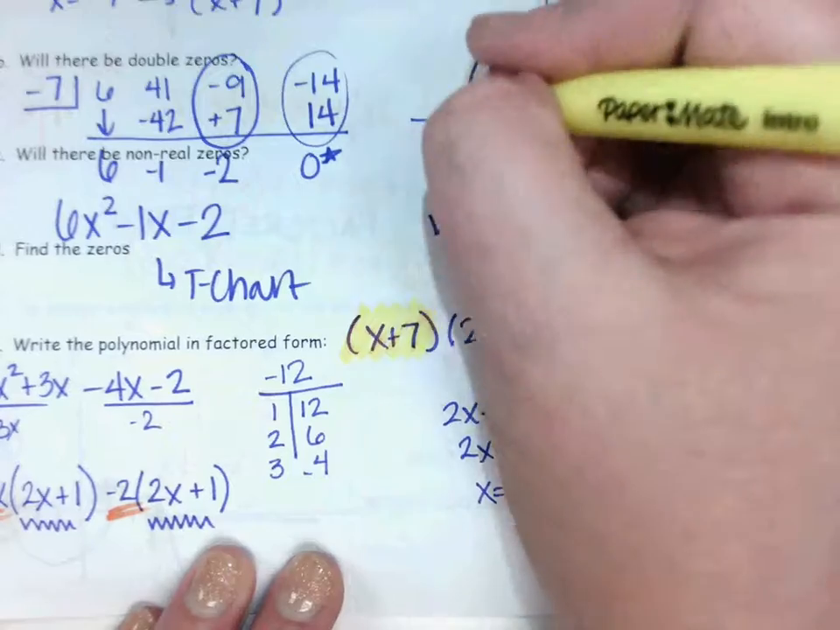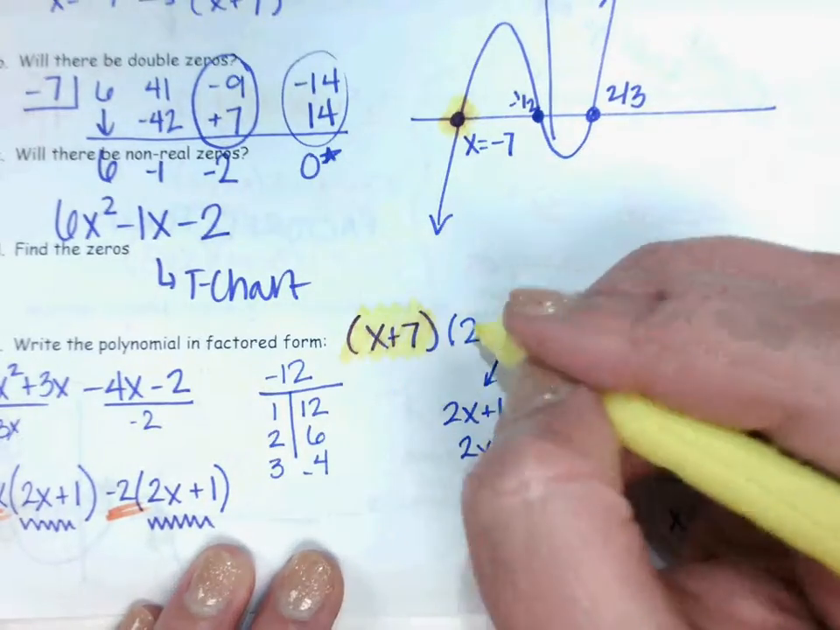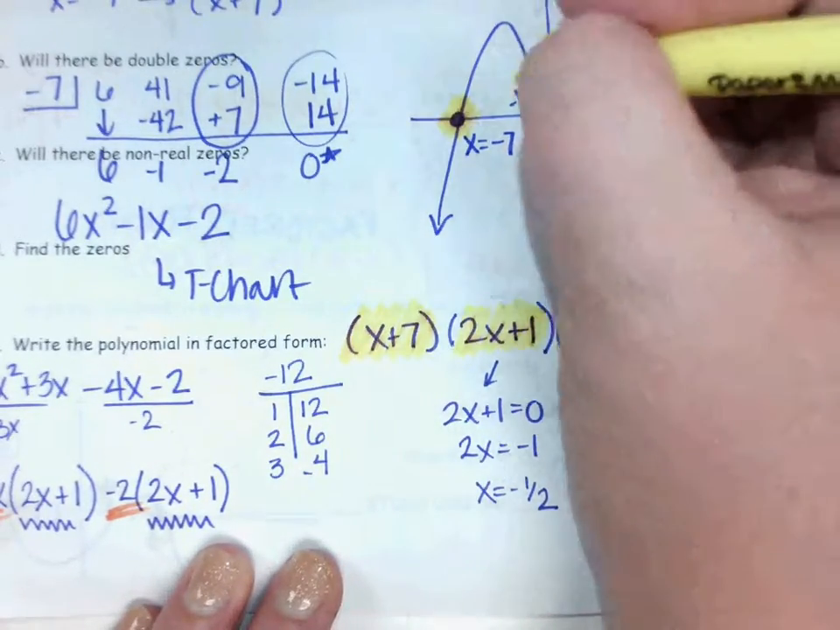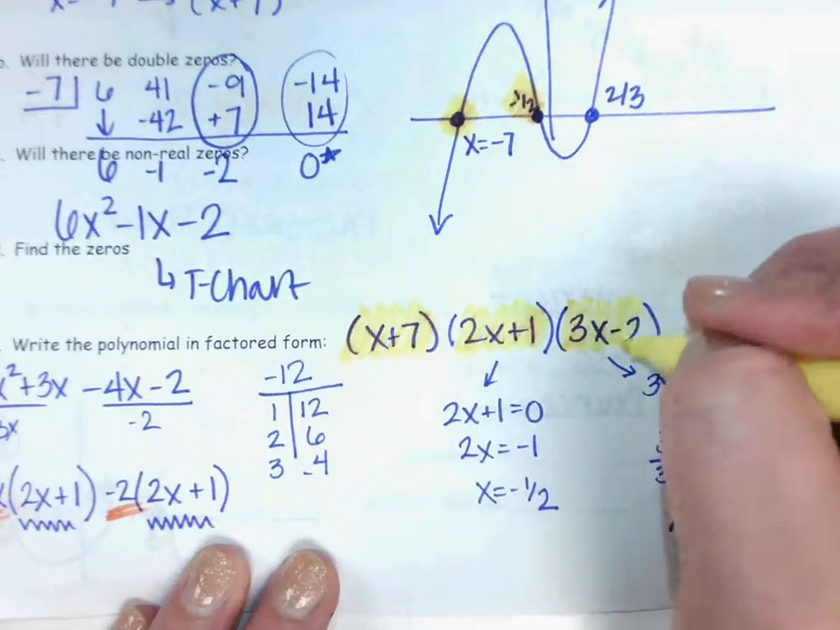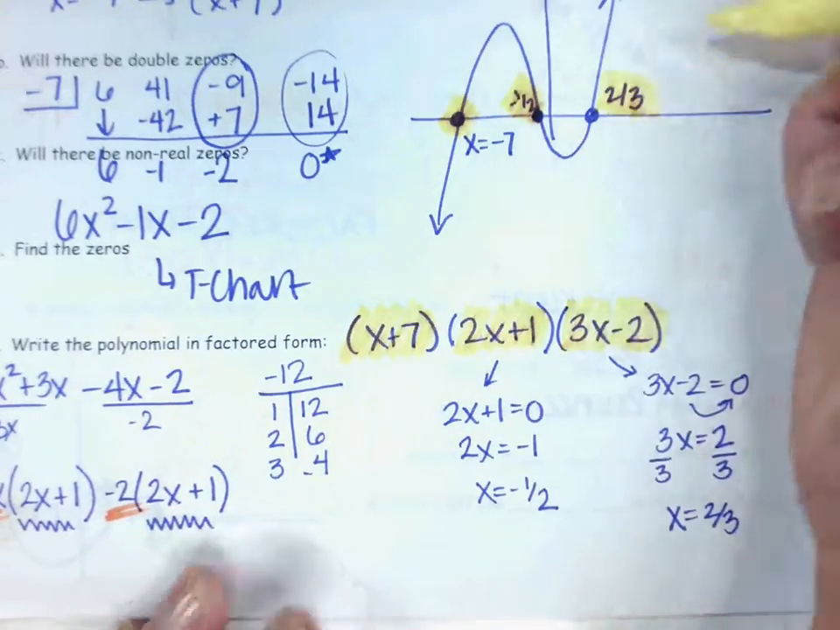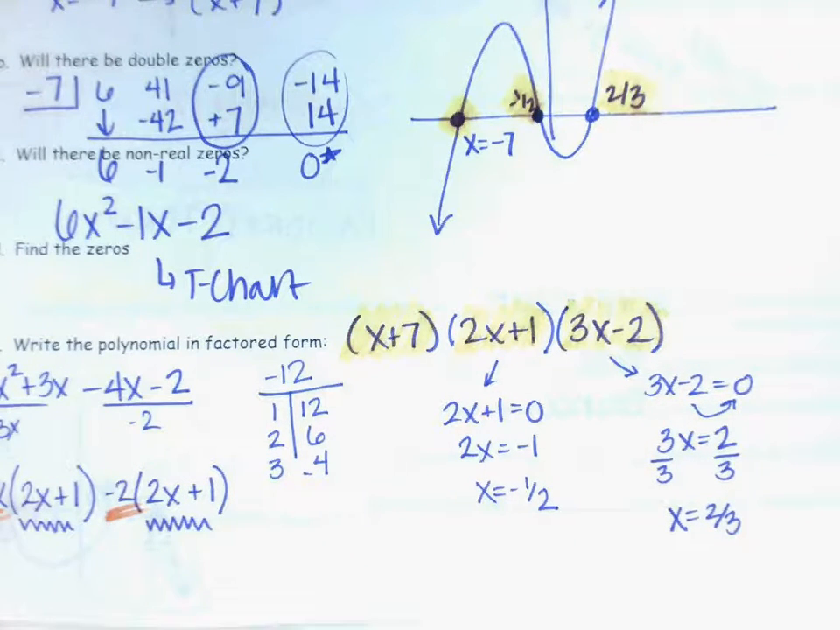So look, when you factor it, you have a plus 7 here. You have a minus 7 in the graph. You have a 2x plus 1 here. You have a minus a half in the graph. Then you have a 3x minus 2. You have a 2/3 in the graph. So each of these parentheses is going to match one of your x-intercepts on the graph.